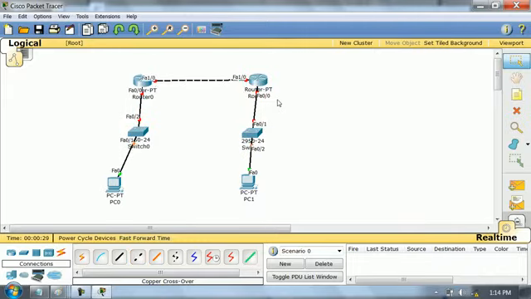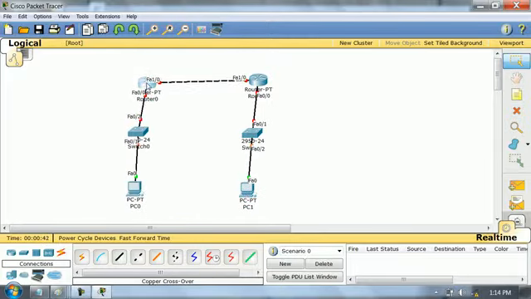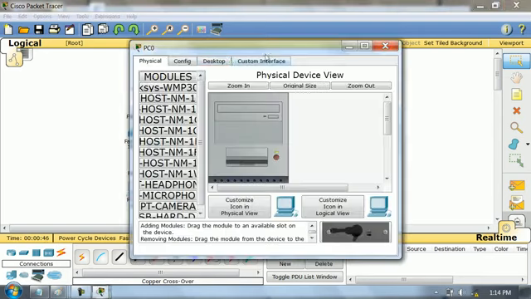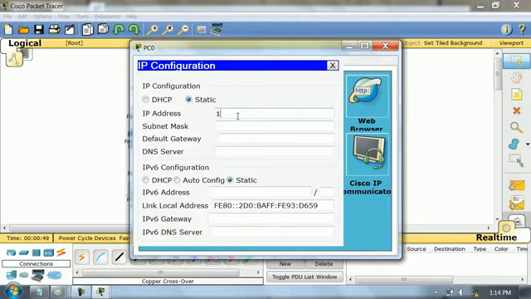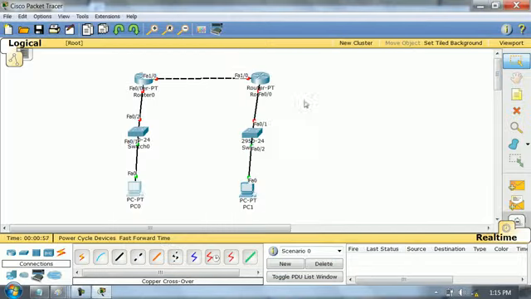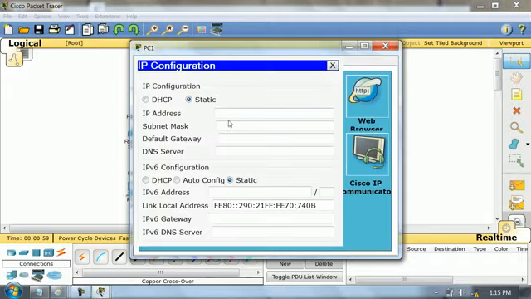So first of all, we will discuss the second case, then we will discuss the first case. Fine? IP is, gateway is 10.0.0. IP is, gateway is 30.0.0.30.